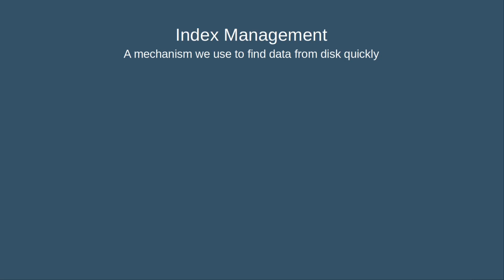So we began everything from indexing and index management. In a database system, indexing is a mechanism that helps us find the data that we are looking for more quickly than looping over all of the available data.